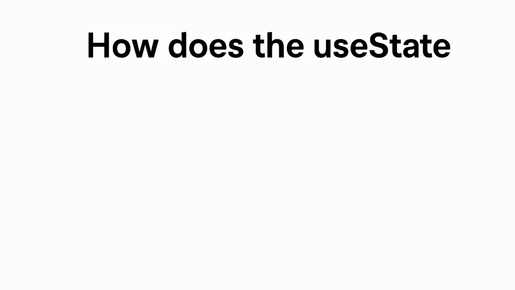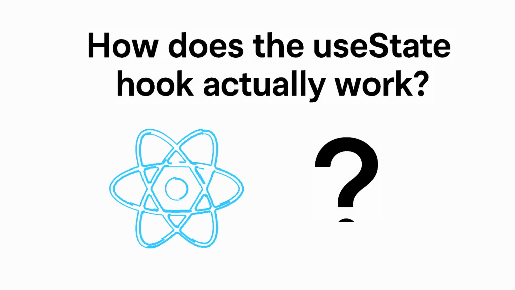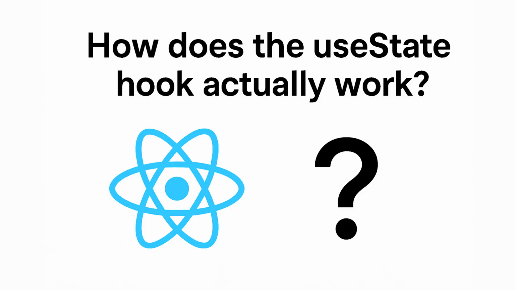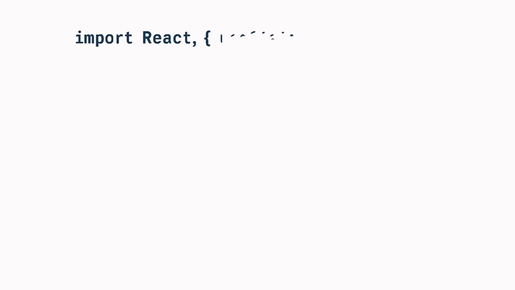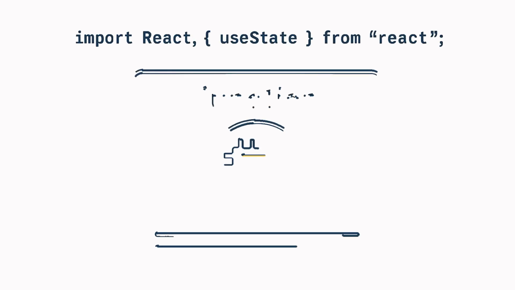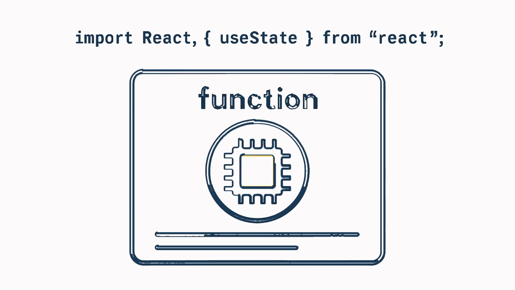If you've ever built anything in React, you've probably run into this question. How does the useState hook actually work? Let's break it down in a simple way. In React, state just means data that can change over time. Things like a counter, a form input, or whether a pop-up is open. The useState hook is how a function component remembers that changing data.